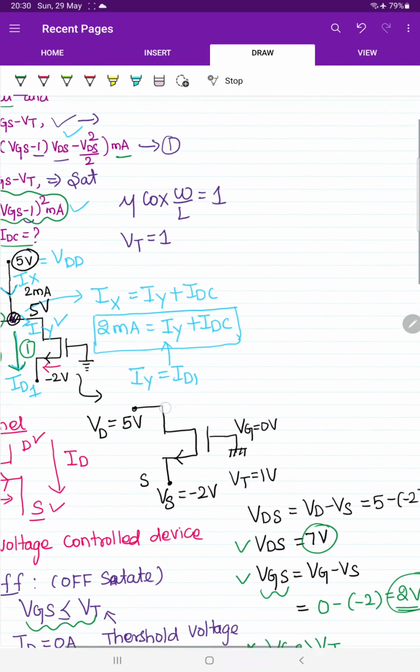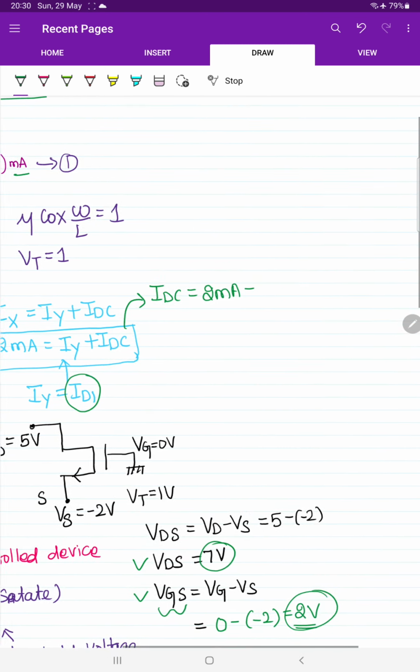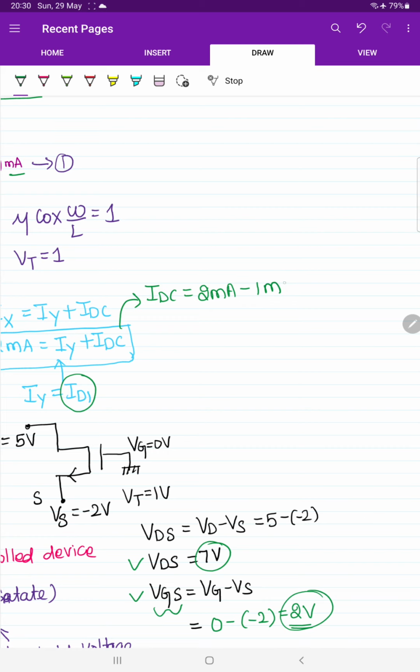Now according to KCL, we know, see, from here I can easily say the current IDC will be equal to 2 milliampere minus the current consumed by the first transistor, yes or no, that is drain current, that is 1 milliampere. Just now we have explored, so the resultant answer is 1 milliampere. So what is the current expression? So the correct value for the given question is 1 milliampere.